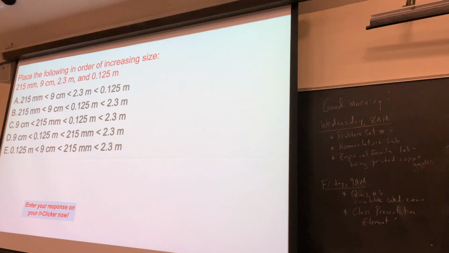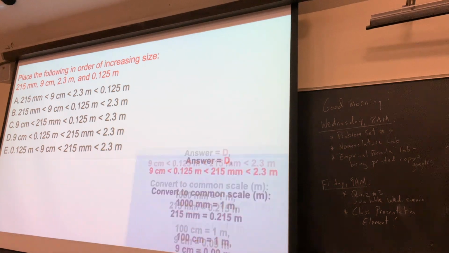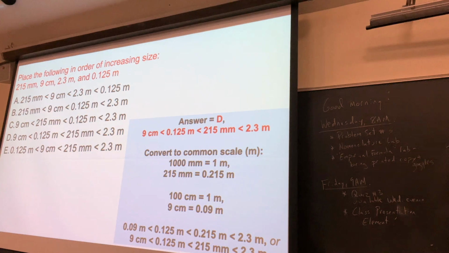So if you think about 0.09, 0.125, 0.215, and then 2.3, then the answer comes out to be D. All right, D here is the best answer. This is 0.215 meters, that's bigger than the 0.125 meters. If this was grams, you do the same thing. Same metric prefixes, you would just have milligram equals 10 to the minus 3 gram, stuff like that.